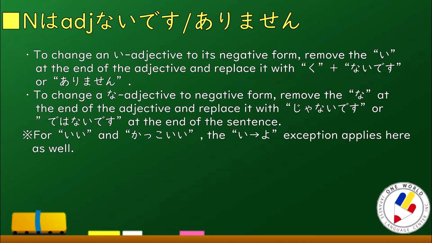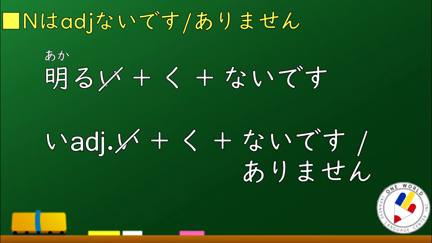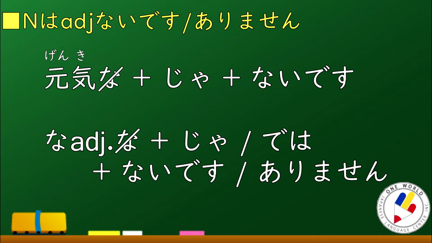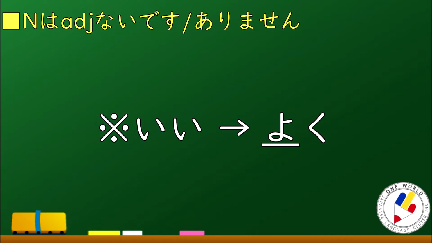For ii, the I will be yoku. An exception applies here as well. Example, akarui: omit I plus kunai. It will be akarukunai desu. Next, genki na: omit na plus janai. It will be genki janai desu. Ii will be yoku. Let's try example sentences.